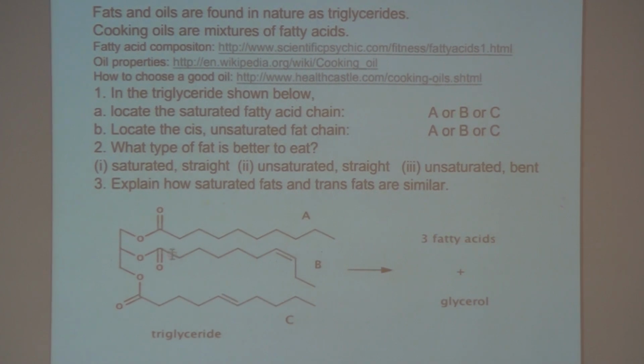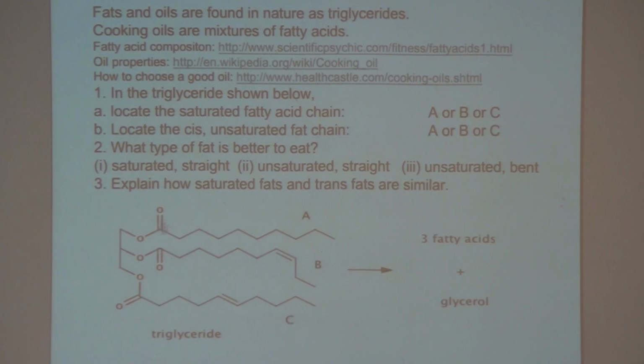So note that in the fatty acid, you have this long hydrocarbon chain and then an acid group at the end. Now note that this functional group here is not an acid functional group. What functional group is here? Ester. Yes, an ester. Now how do you make an ester? You take an acid and react it with an alcohol.